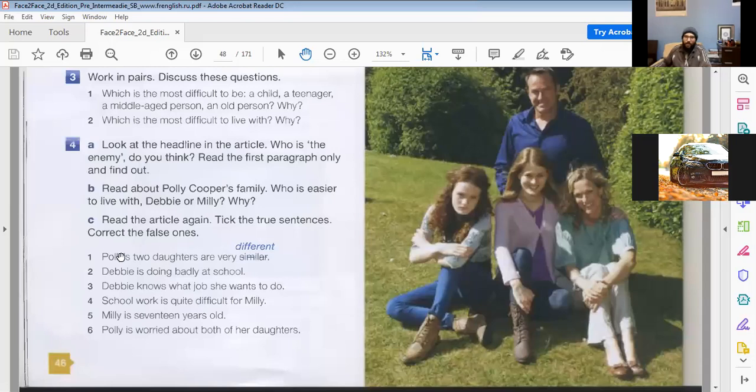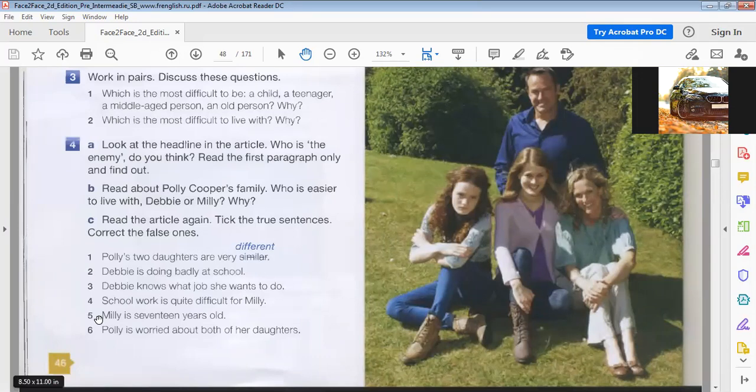So here, I want you to read these 6 sentences, okay? So take a minute, read these 6 sentences, and we want to see which ones are true and which ones are false. If it's false, we have to correct it, okay? So this is the question. What about number 2? Debbie is doing... false, correct.